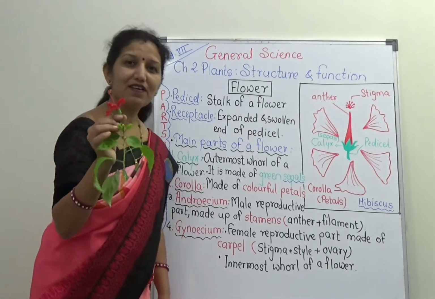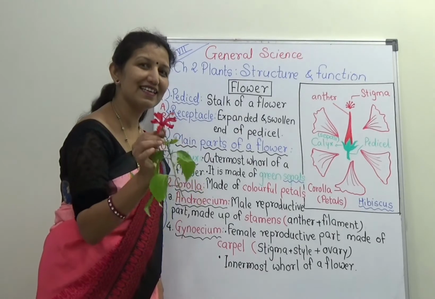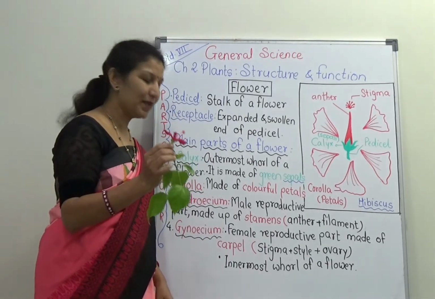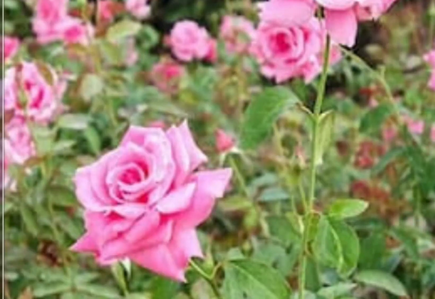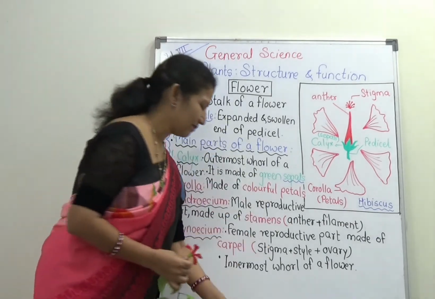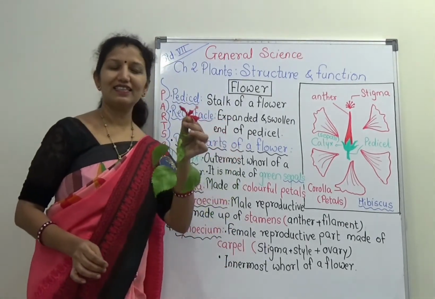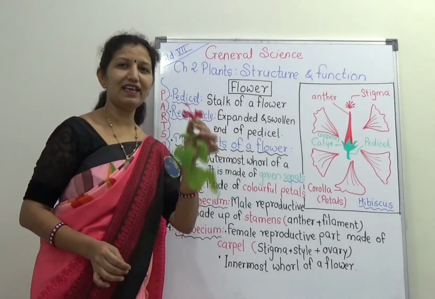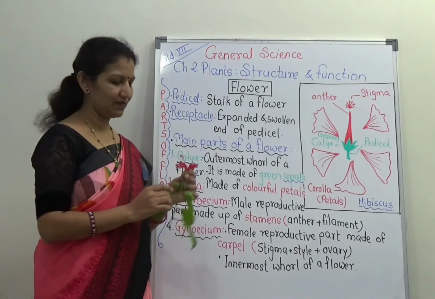See, which flower is this? Yes, it is the favorite flower of our Ganpati Bappa. Yes, it is Jaswant, hibiscus. I have also brought, yes, rose. So, in this way, we have seen the name of the flower, and it is hibiscus. Now we will see different parts of this flower.